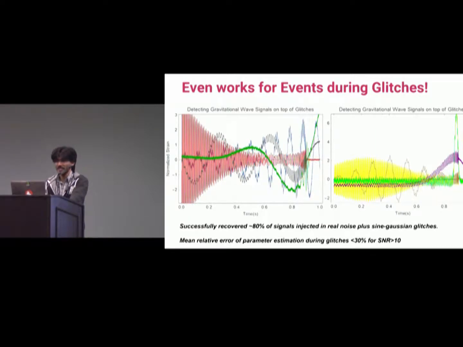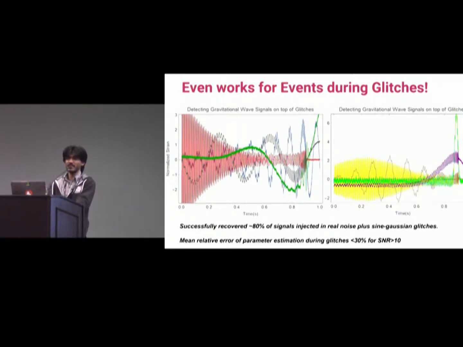And another really interesting thing that we found was that even when a glitch happens in coincidence with a signal, the neural network was still able to detect it. So we trained it on some examples, and then we found that we recovered 80% of signals injected during a new glitch from our test set. Whereas with match filtering, it's not possible to distinguish a signal when it occurs at the same time as a glitch.